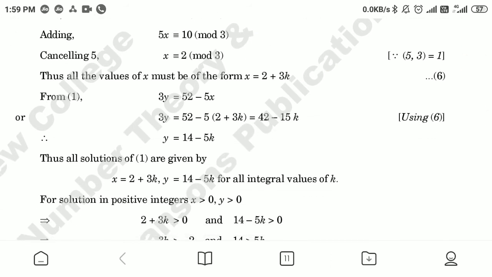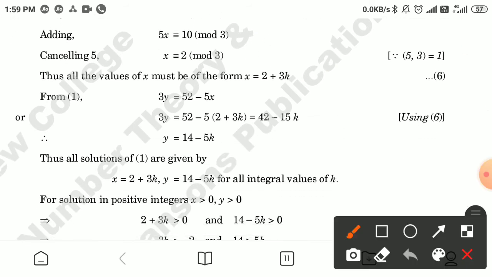From first, 3y = 52 - 5x. 3y = 52 - 5(2 + 3k) = 42 - 15k. y = 14 - 5k. Thus all the solutions of first are given by x = 2 + 3k, y = 14 - 5k for all integral values of k.